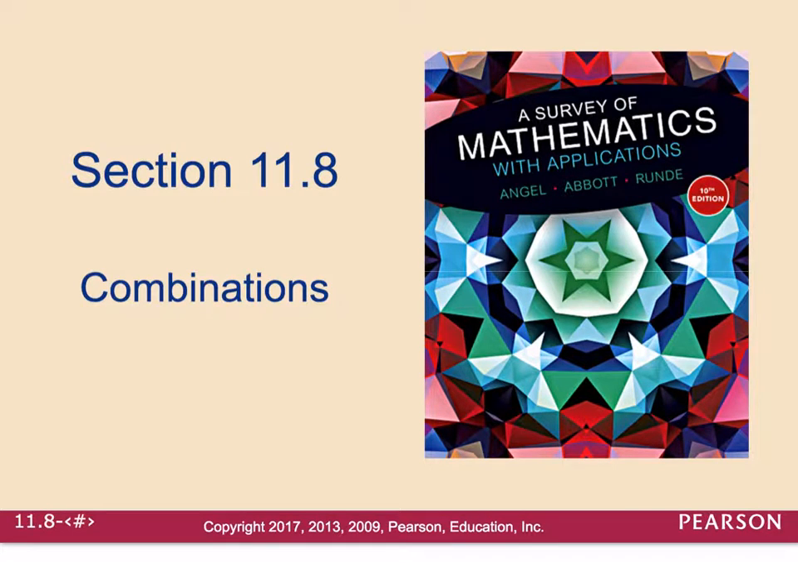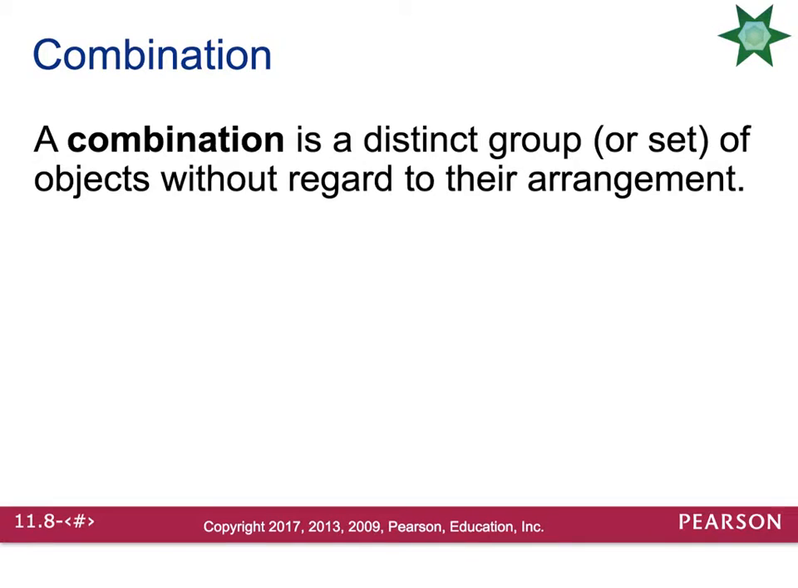Section 11.8 is all about combinations. A combination is a distinct group or set of objects without regard to their arrangement. So this is what makes it different than a permutation. In a permutation, the order matters, like president, vice president, secretary. In a combination, the order does not matter. So board members, nobody's ranked ahead of anyone else.